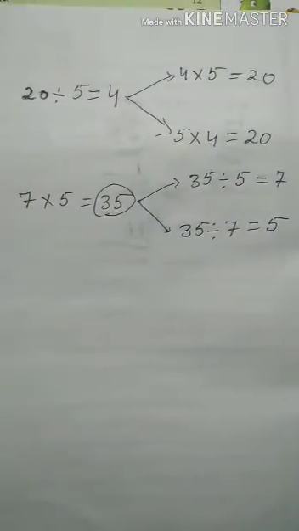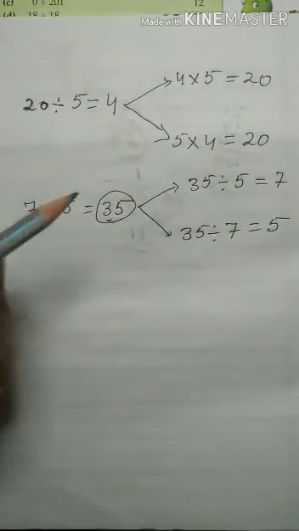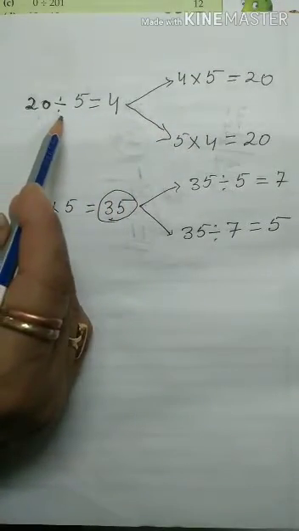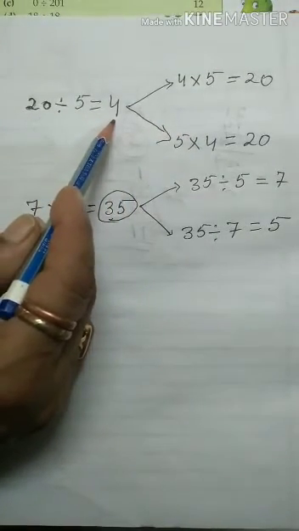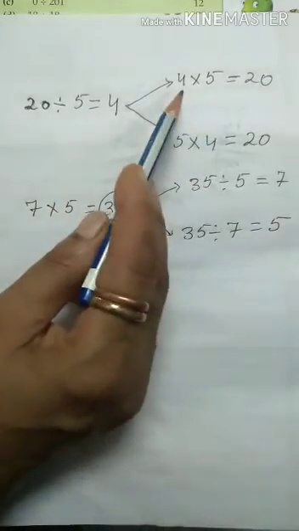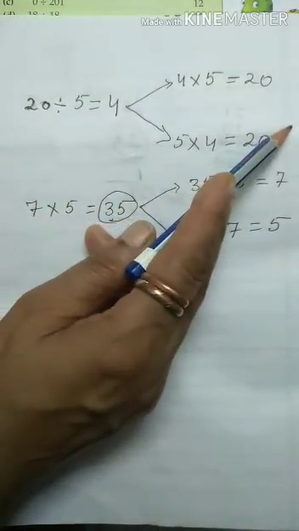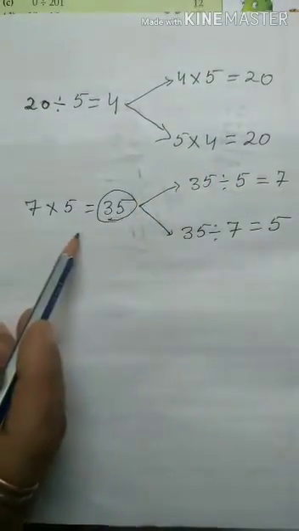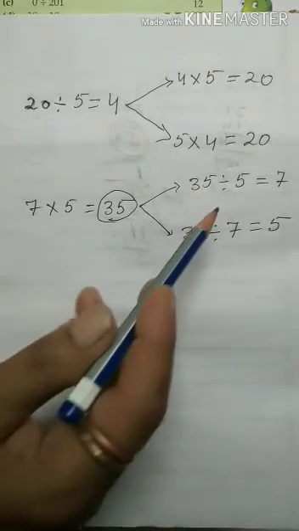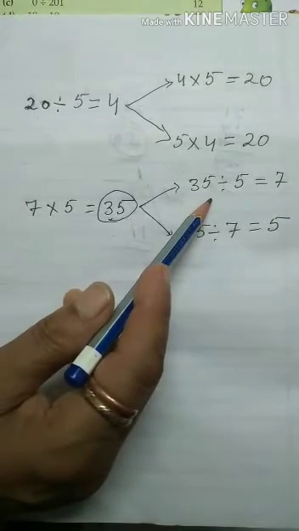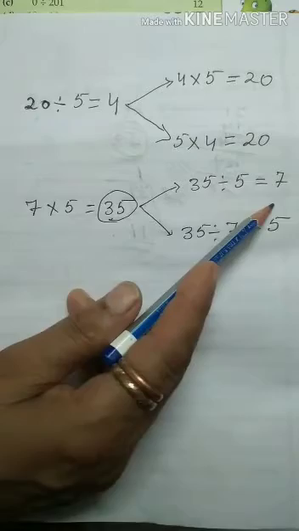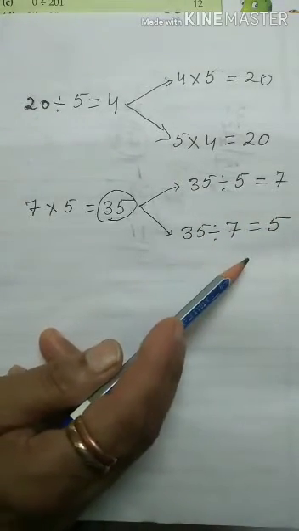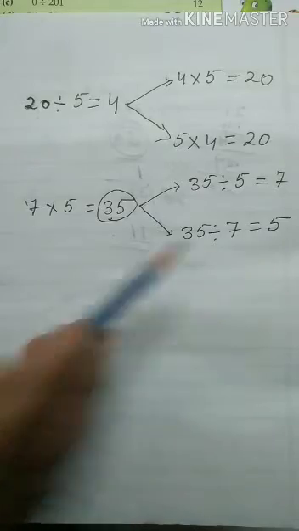If a division is given, then we can write the multiplication this way. If 20 divided by 5 is equal to 4 is given, for multiplication we will write 4 into 5 is equal to 20, 5 into 4 is equal to 20. If a multiplication is given, then we write the division facts: 35 divided by 5 is equal to 7, 35 divided by 7 is equal to 5.